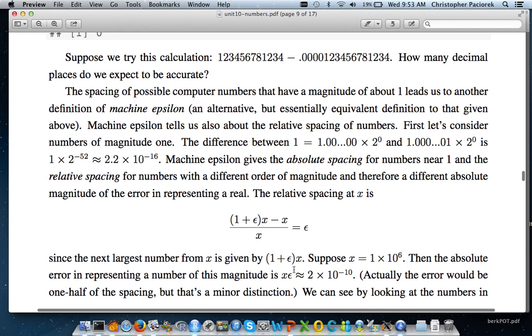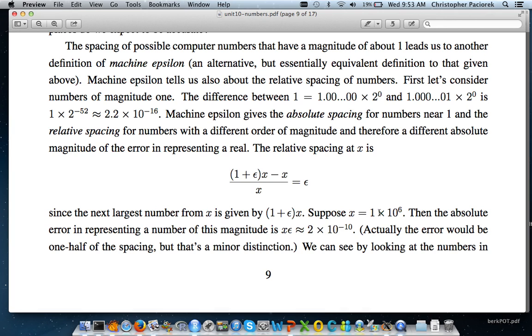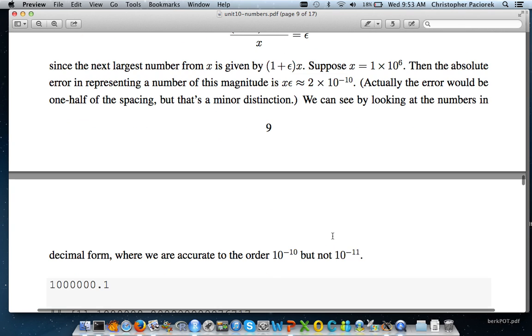So if I had a number like 1 times 10 to the 6th, then the spacing in representing a number of this magnitude, in absolute terms, is going to be x times epsilon. So in this case, that would be 2 times 10 to the minus 10. The error is actually about half of that rather than the full spacing, but that's not a big deal. But we would also see that the relative spacing is still 2 times 10 to the minus 16.